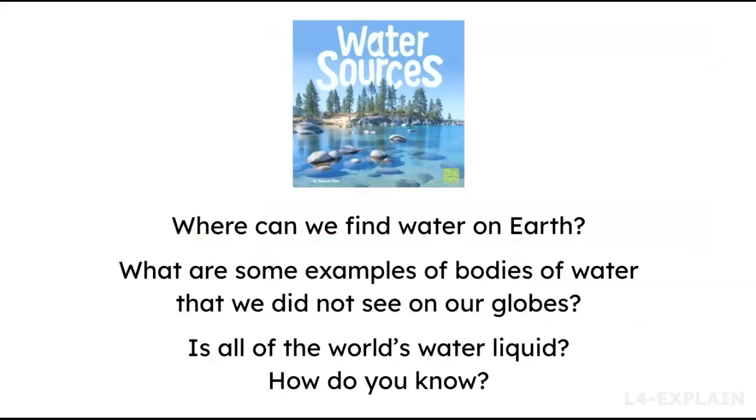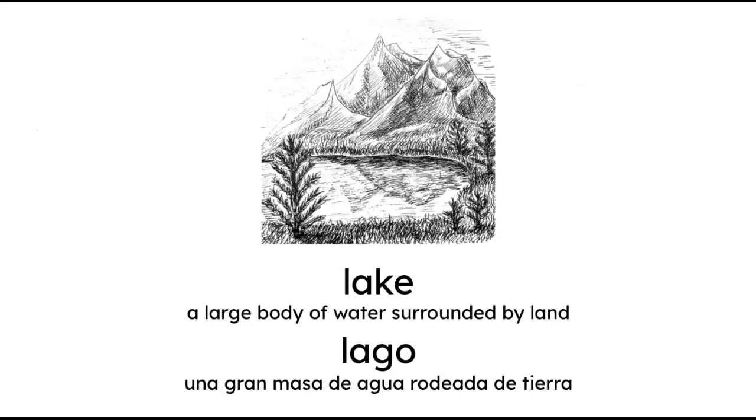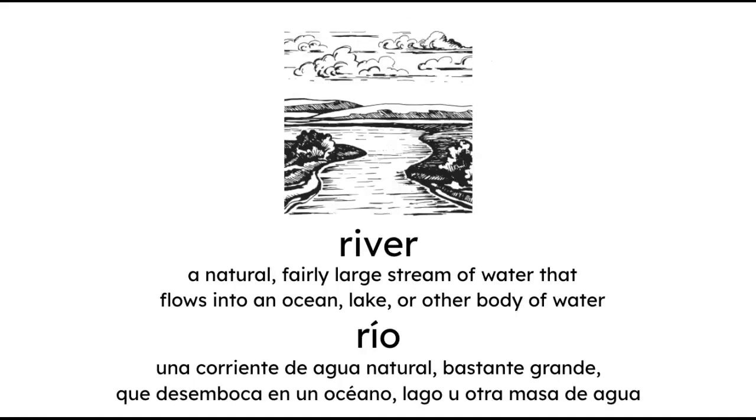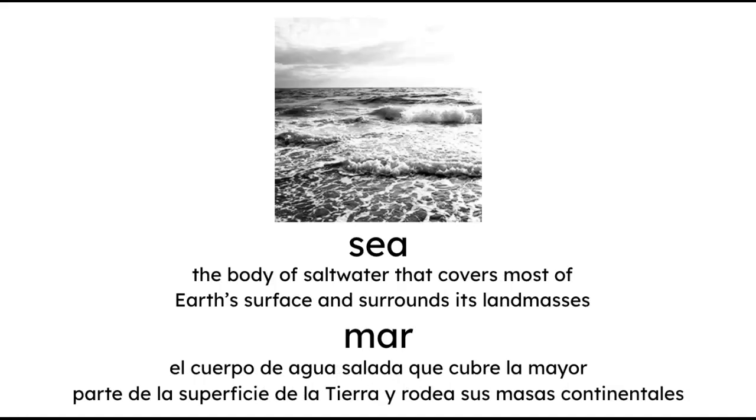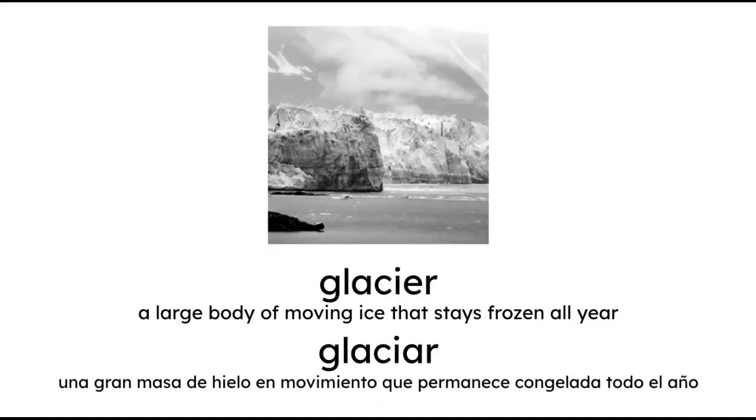To facilitate the discussion, you'll read Water Sources. Use the Read Aloud guide to read and discuss the book with students. During the discussion, you can post and discuss the lake, pond, river, ocean, sea, ice, and glacier vocabulary cards.